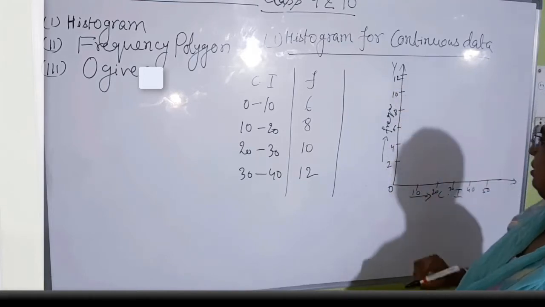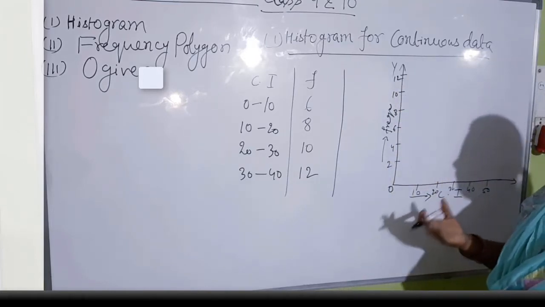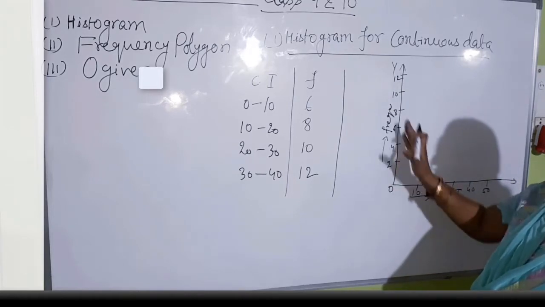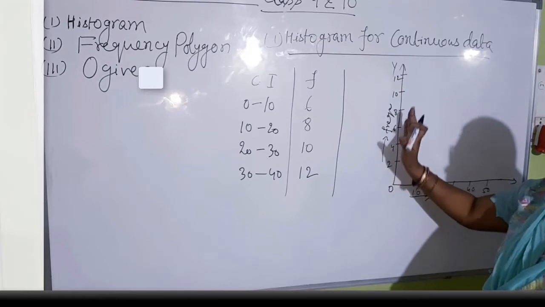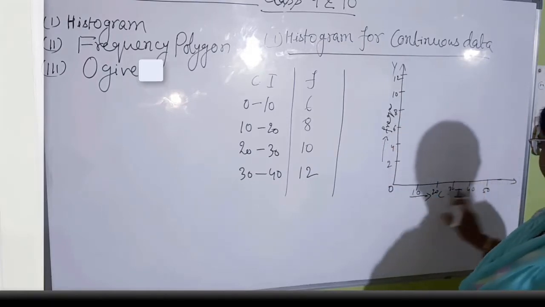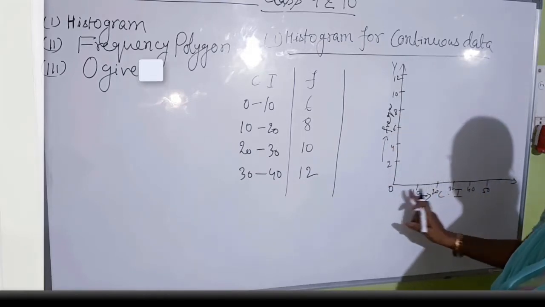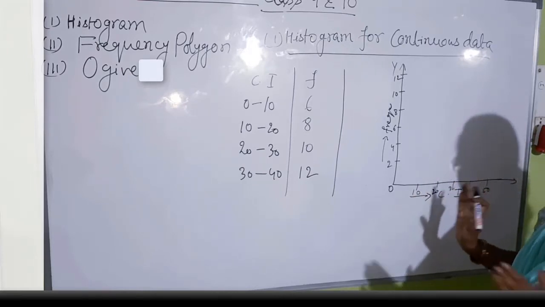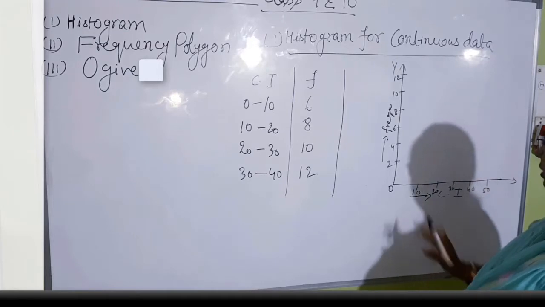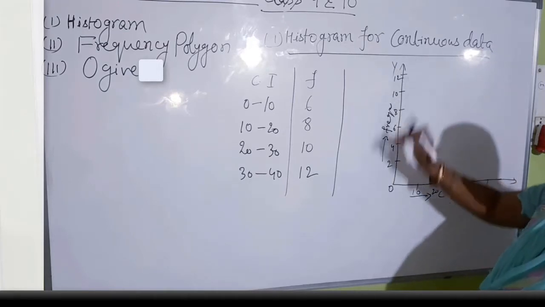According to your requirement, you can take any interval, but it should be equal in each case. And we can't take 0 to 10, 10 to 40, 40 to 70, like this we can't take. In equal intervals, we have to divide along the x-axis and along the y-axis.